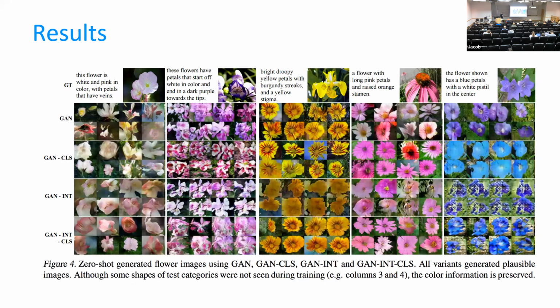Okay, so this is similar generated flower images. These flowers have petals that start off white in color and end in dark purple towards the tips. It looks like it got a bit confused on the ordering, because some of these are white on the outside and purple towards the middle. But generally it's getting the colors right, doing a decent job.